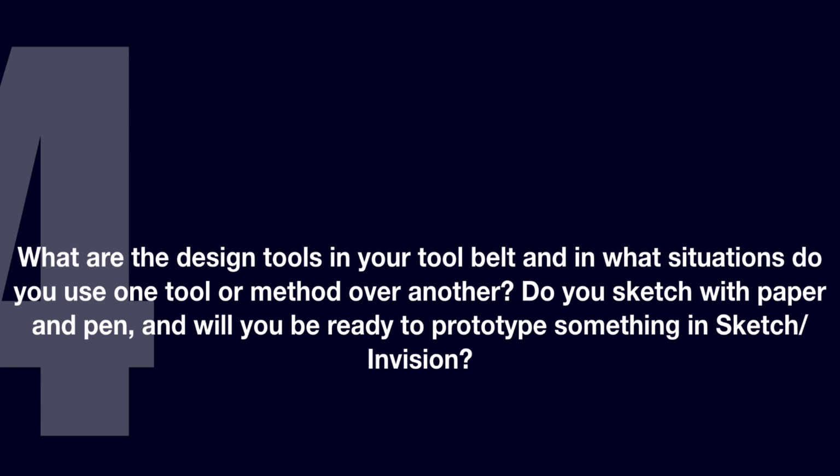First question. What are the design tools in your tool belt, and in what situation do you use one tool or method over another? Do you sketch with paper and pen, and will you be ready to prototype something in Sketch and Vision? In the initial stage, I use pen and paper to brainstorm ideas and sketch how my application will look. This will allow me to not spend a lot of time making changes.